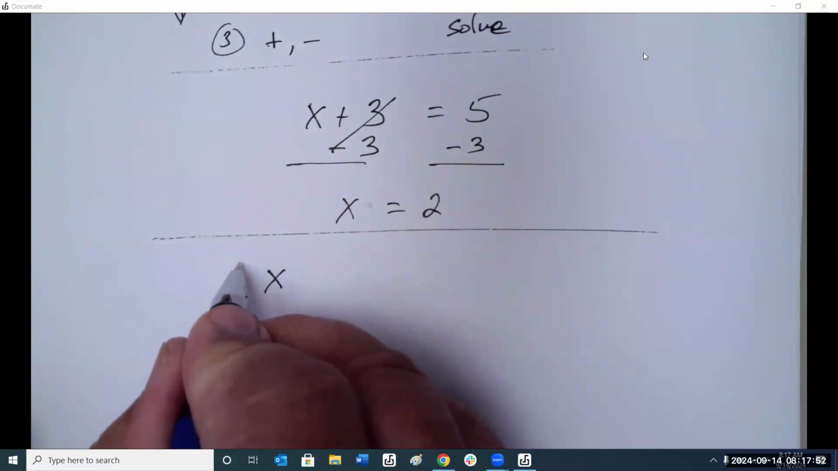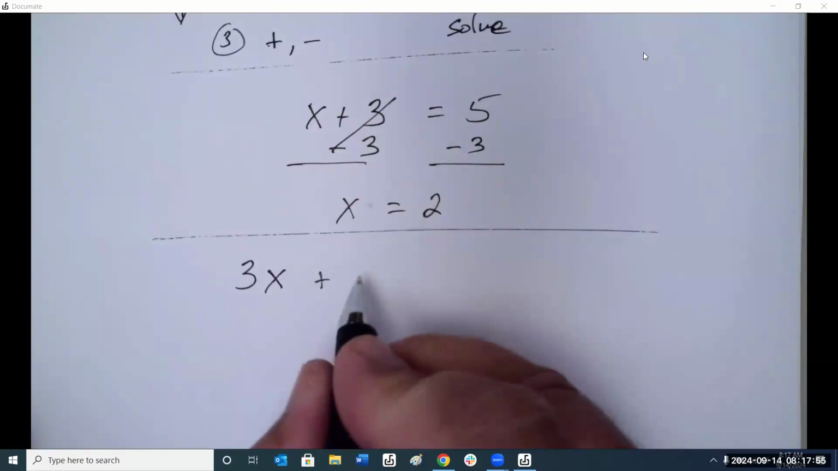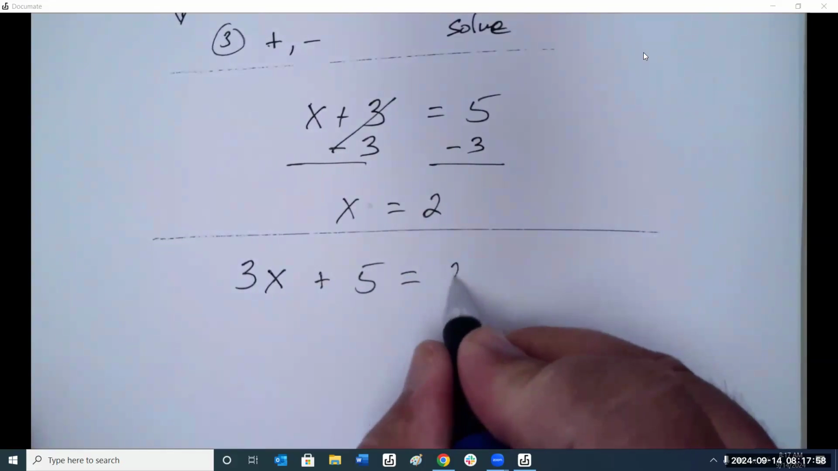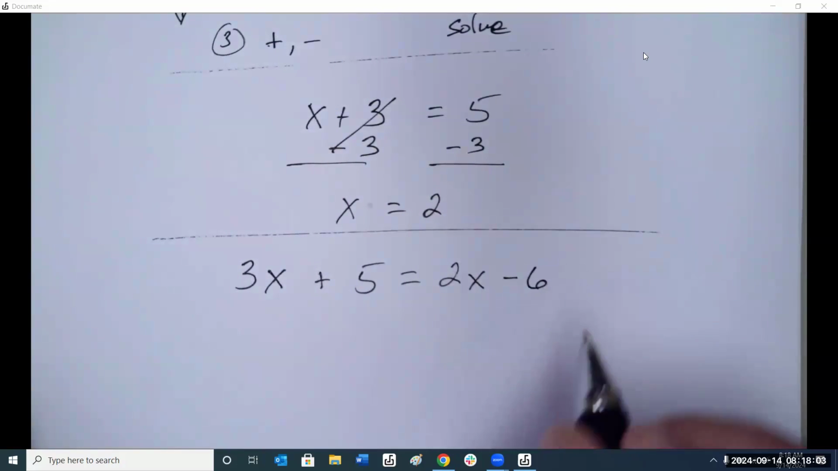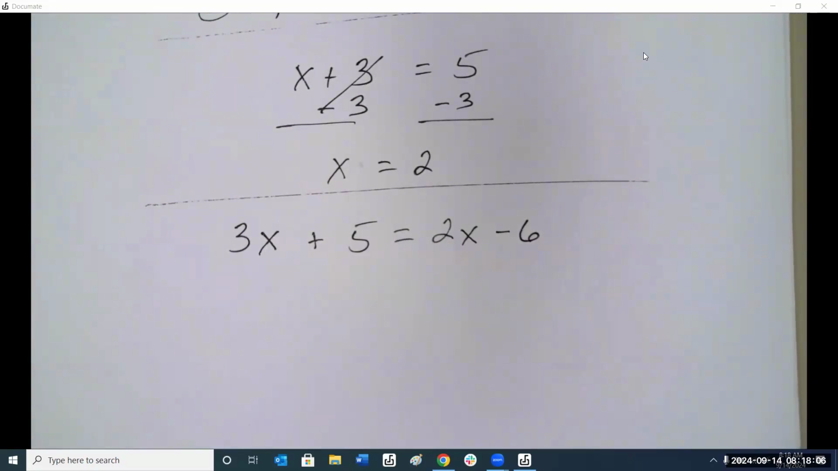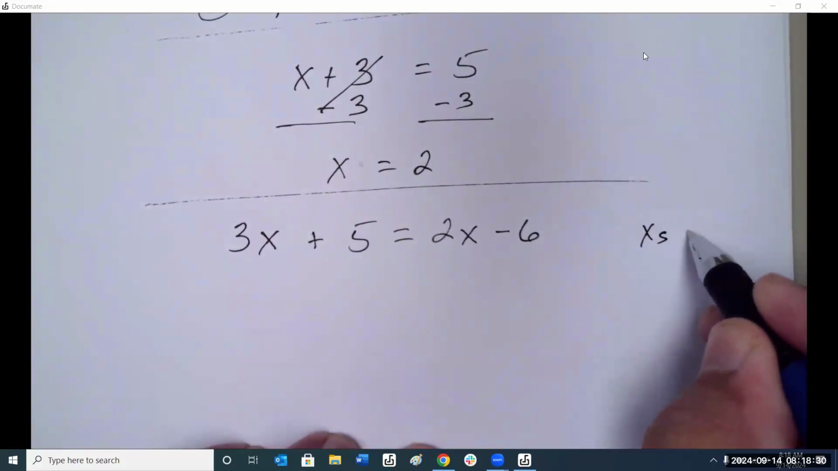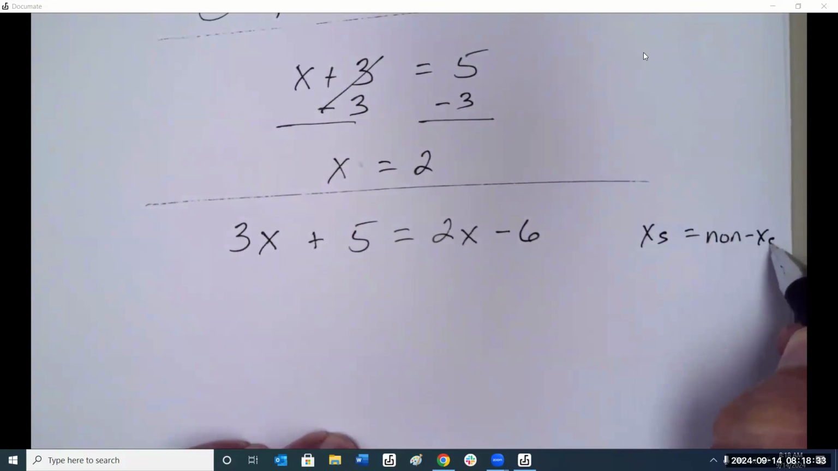Let's try 3x plus 5 equals 2x minus 6. Okay, now you may be situated with something like this. You have x's on both sides. Again, you're solving for x. It's the only variable there. So what's the first step? We have to move all the x's to one side. So we have to have x's to one side, non-x's on the other side.